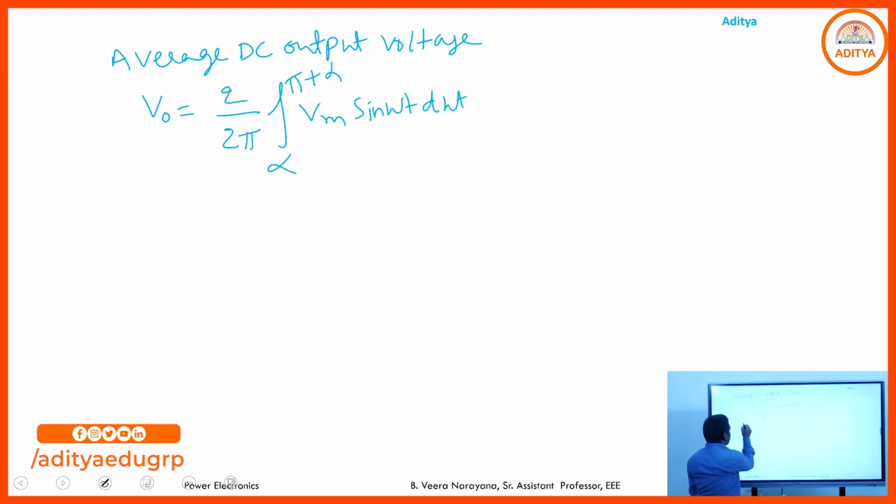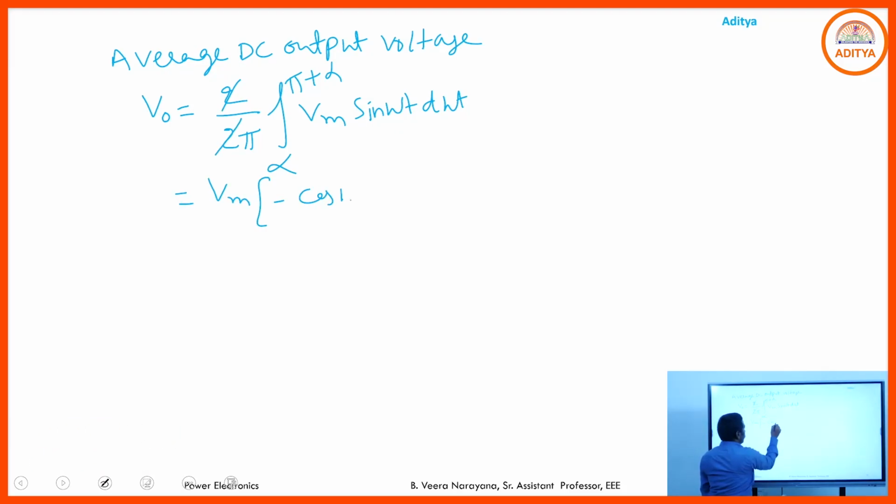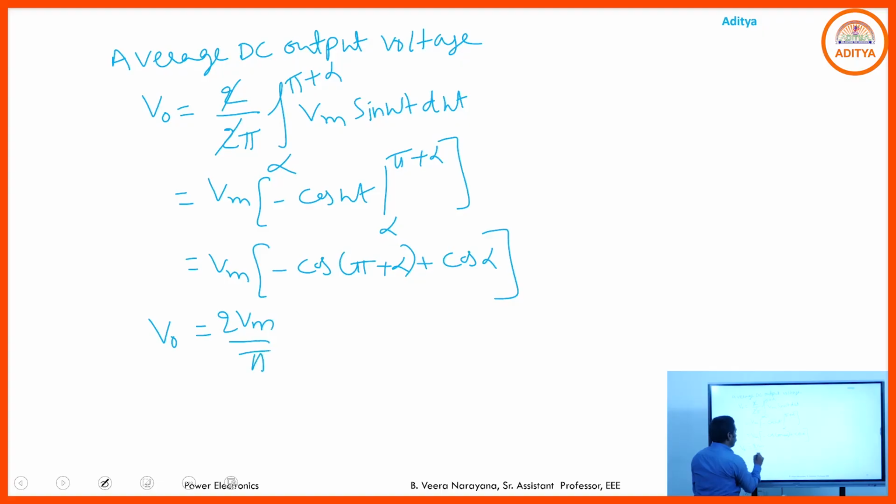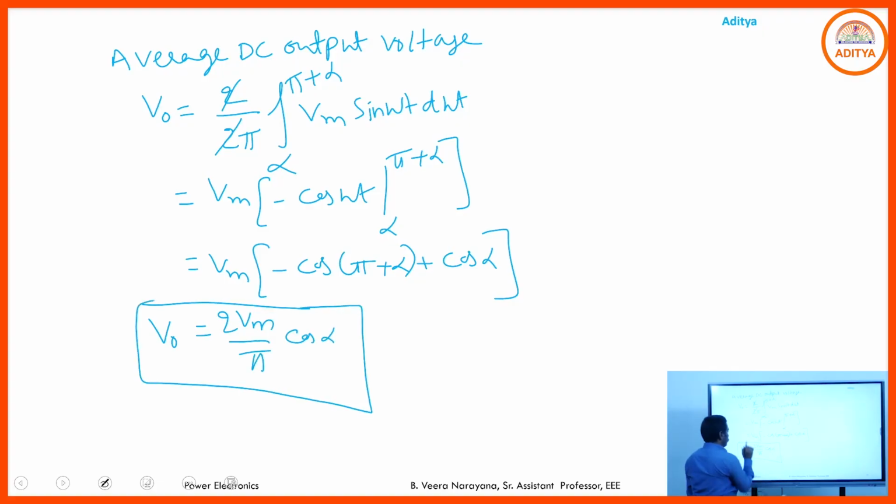By simplifying this expression, 2 gets cancelled, take Vm, minus cos omega t between the limits alpha to pi plus alpha. You replace the limits here: Vm, minus cos of pi plus alpha, minus of minus cos alpha. So what are you getting? Cos 180 plus theta, minus cos theta, minus of minus plus. So finally you are getting V naught is equal to 2Vm by pi cos alpha. This is the average DC output voltage.